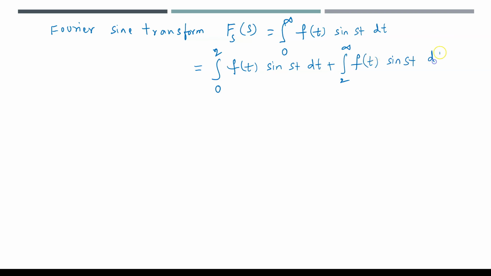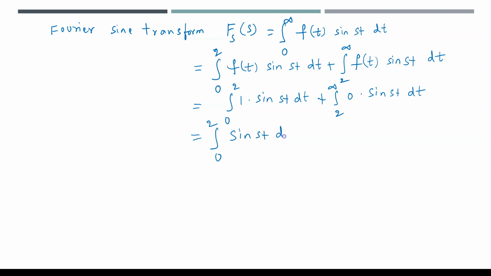We have seen the value of this function is 1 in the interval 0 to 2 and 0 in the interval 2 to infinity. So here we get integral 0 to 2 1 into sin st dt plus integral 2 to infinity 0 into sin st dt. Here the second integral becomes 0, so we get only the first integral, 0 to 2 sin st dt.